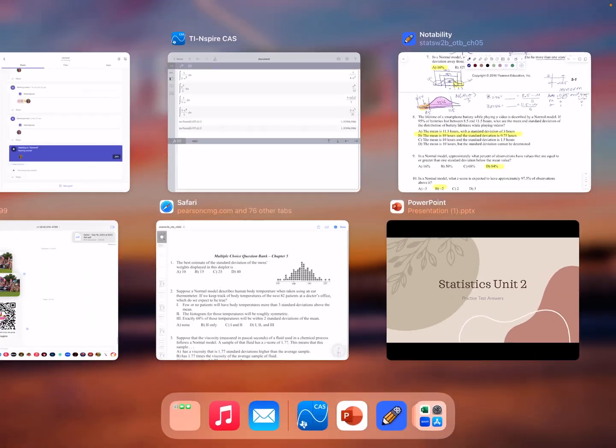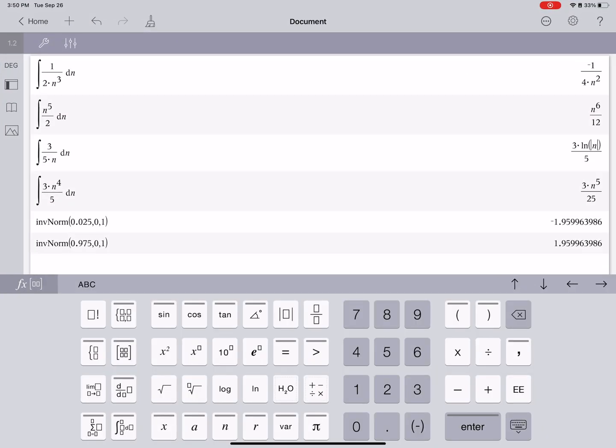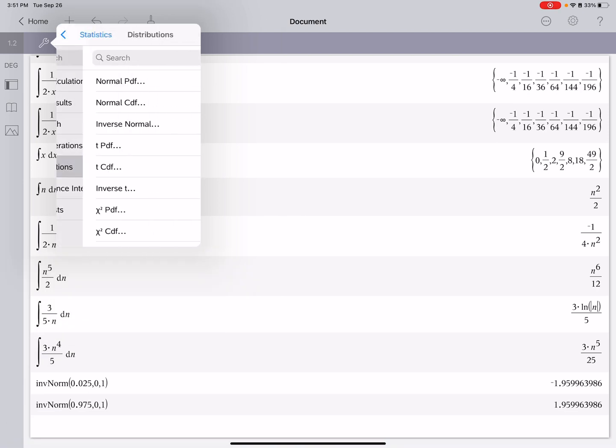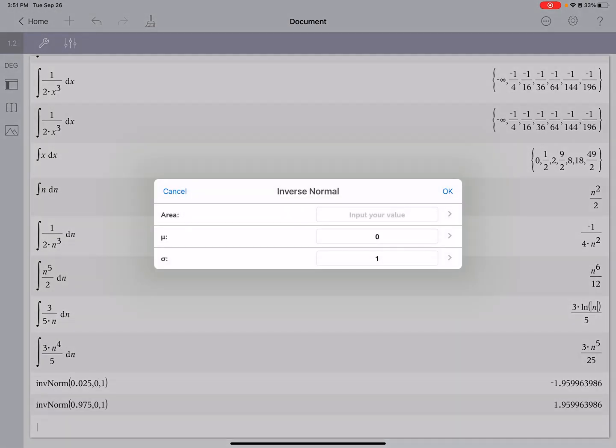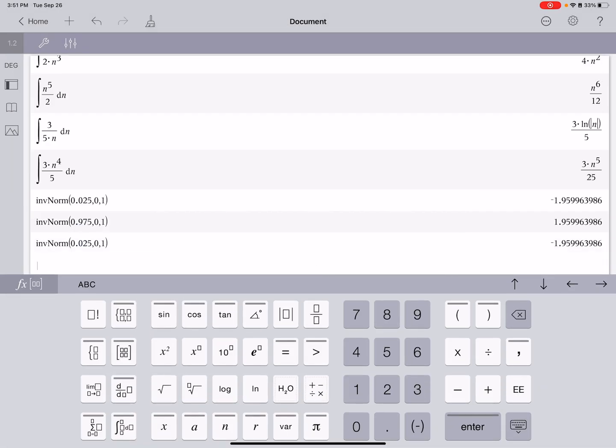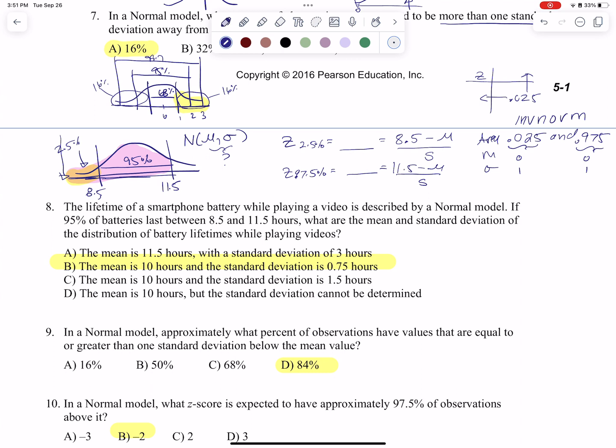So let's go over to our calculator. I already did it here, actually, inverse norm. I'll just show you how I did it. I got negative 1.96 and positive 1.96, but I went menu, stat, distribution, inverse norm. And on the area, that's where I put 0.025, 0 and 1, and there's my negative 1.96. I did the same thing with 97.5%, and I got 1.96 on that. So this here is negative 1.96 and this is positive 1.96. So I'm going to just put these right here.